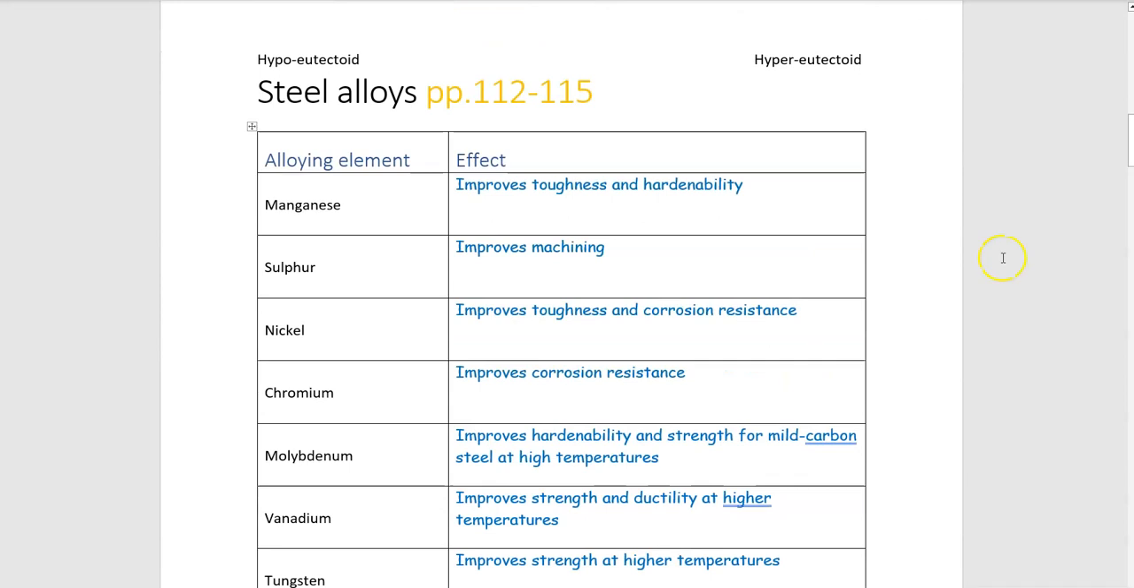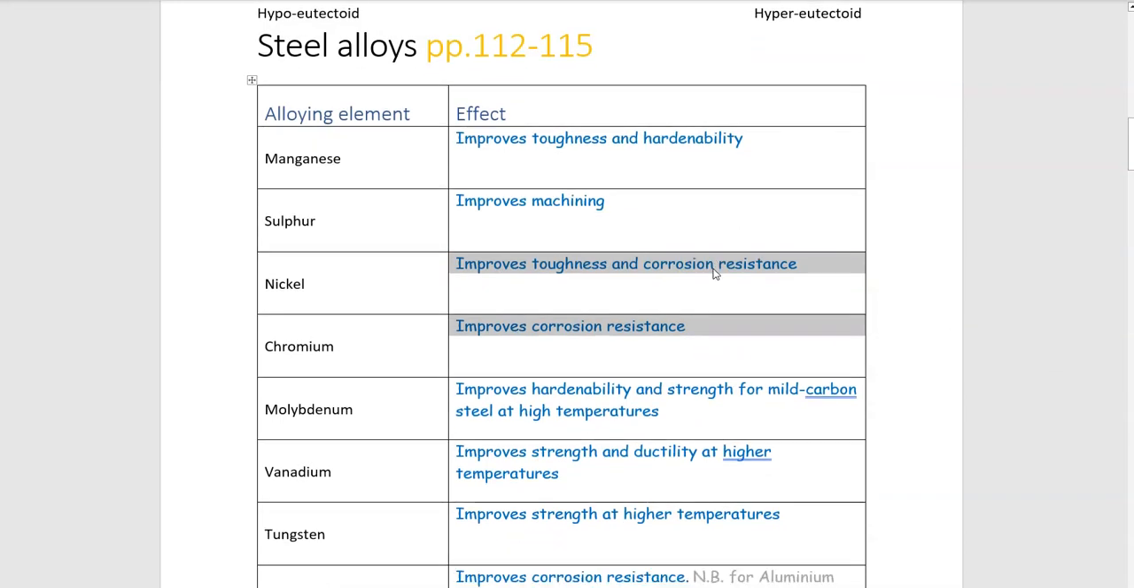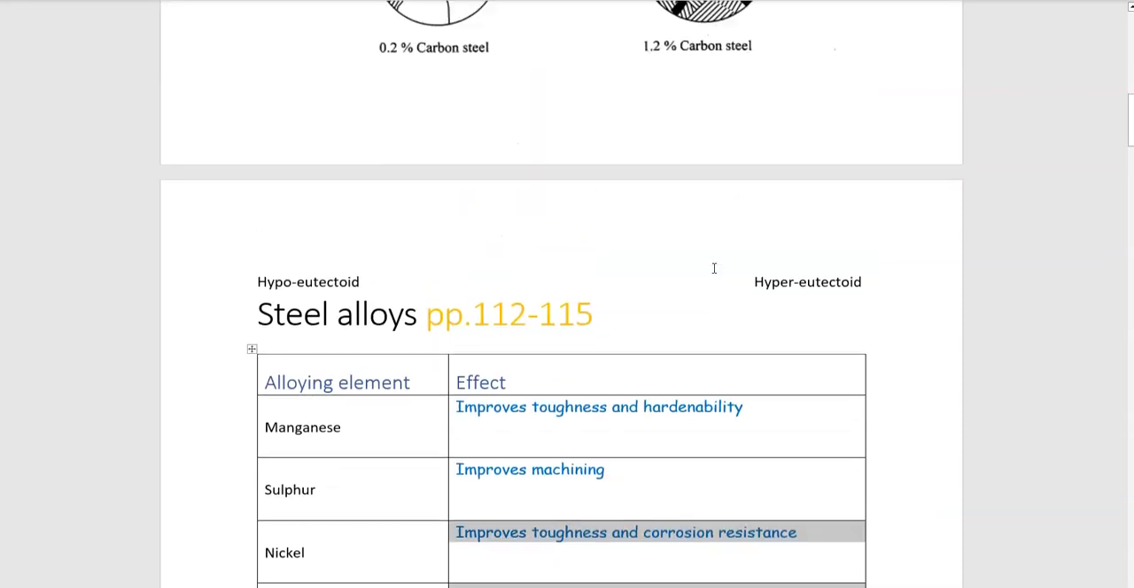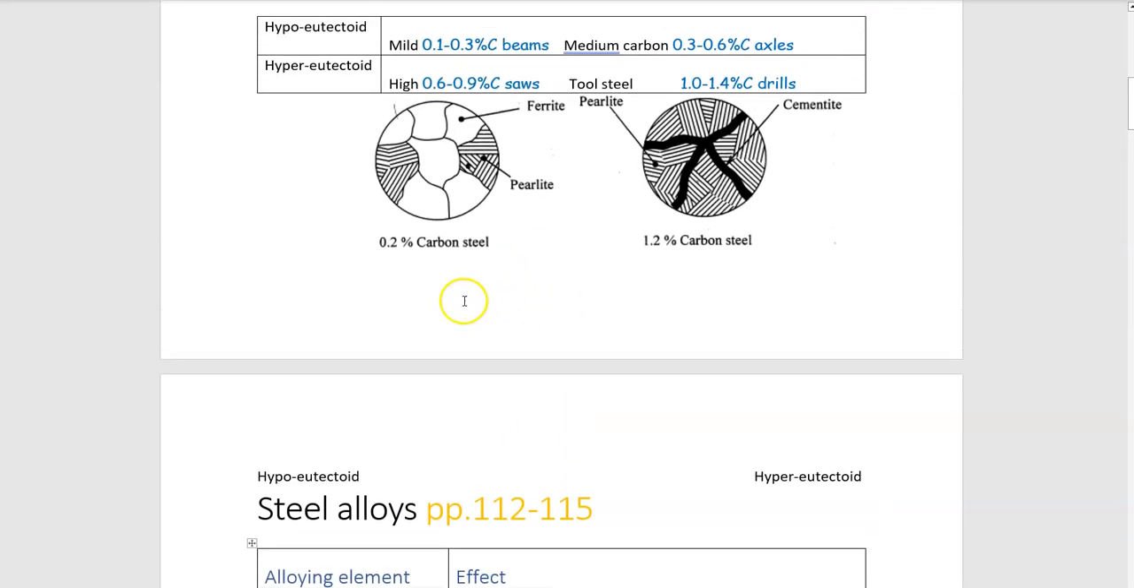So now we've got steel alloys. Now, I don't think I've seen any questions on this. We kind of expect you to know that adding nickel and chrome improves corrosion resistance. We expect you to know that. But generally, I don't think you need to worry too much about these other things. So, it's in the syllabus. You probably do need to worry about it, but it doesn't come up all that often.